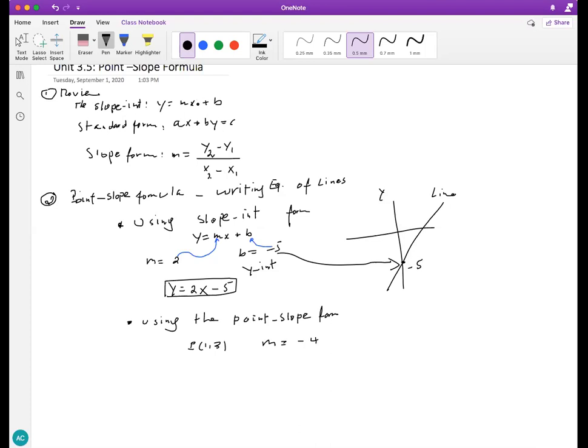So all the equations of lines are always in one of these forms. This is a formula on how to find the slope when you don't have it. Luckily here we have it. M is given. If we don't have it, then we need this formula to find it.